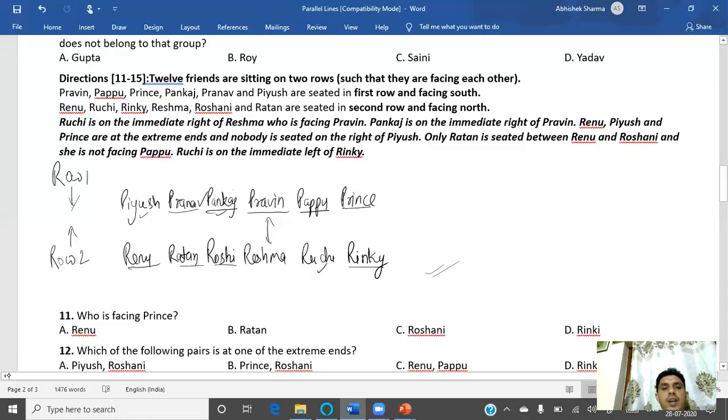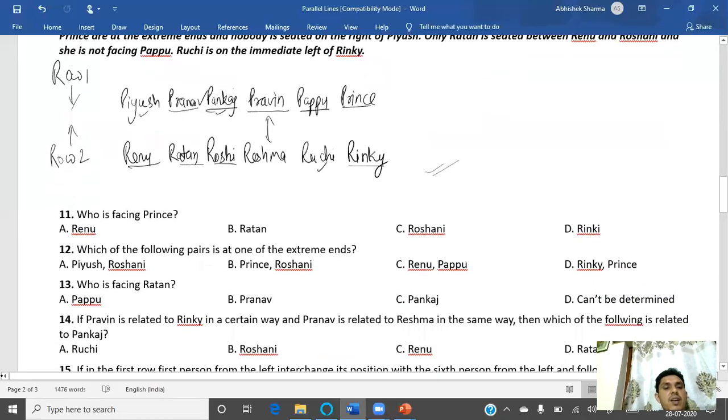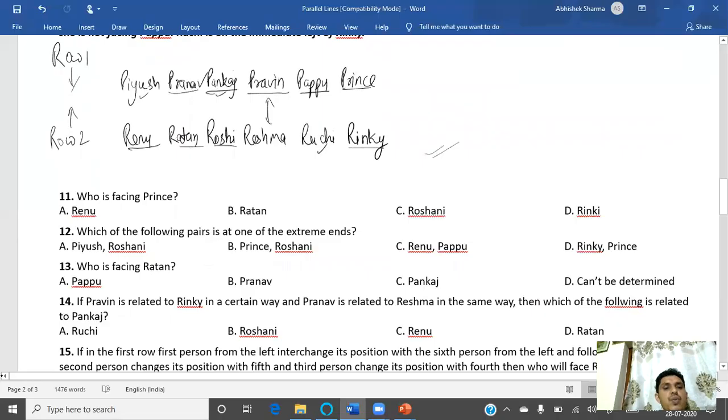So it's my request to all the students who are studying this question: all have to make the arrangements on their copy separately, right? Okay, so let us go through the questions once again if we are done with the arrangement. Question number 11: who is facing Prince? So if we check, Prince is here, and who is facing Prince? Obviously the answer will be Rinki.